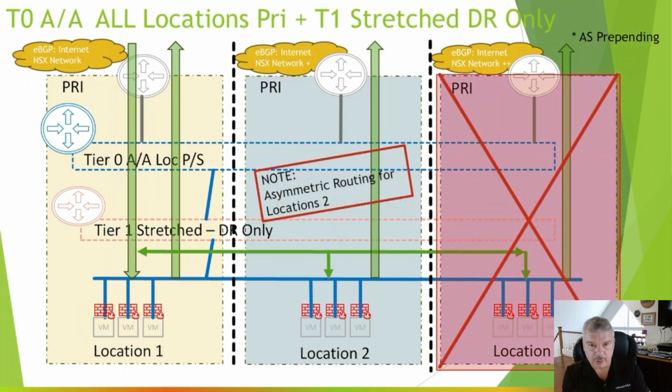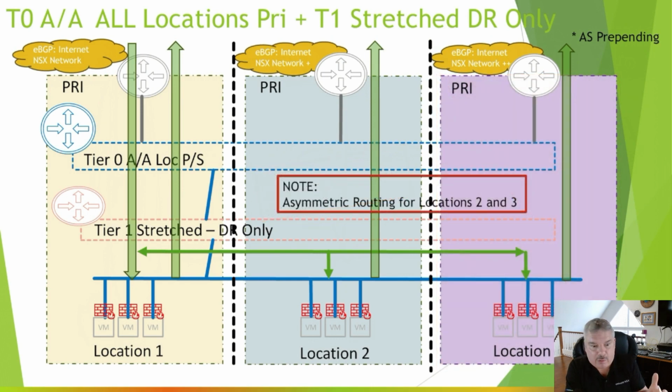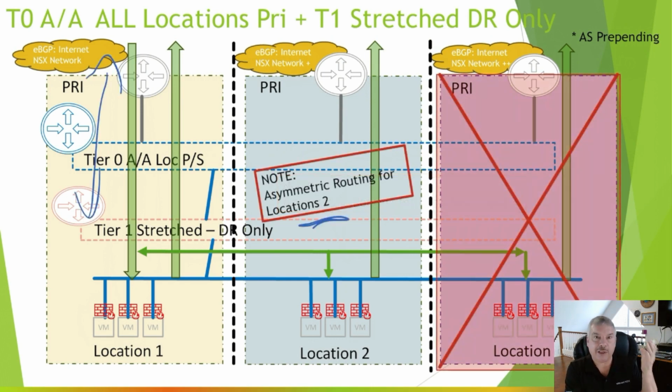Now, if you lose location 3, again, nothing's really different here. Location 1, no problems, it's okay. Location 2 still has asymmetric routing, just like it had before. So technically, nothing's changed for location 2.